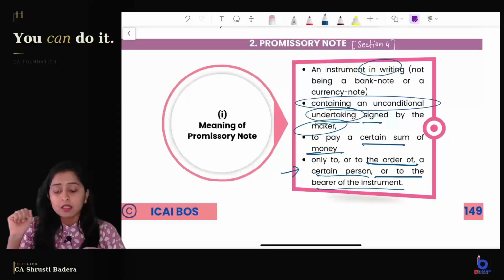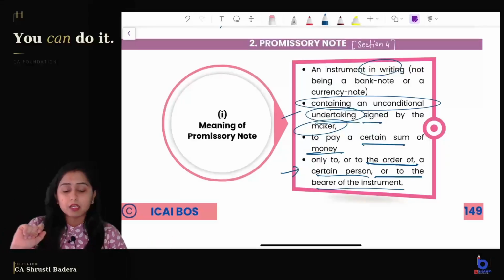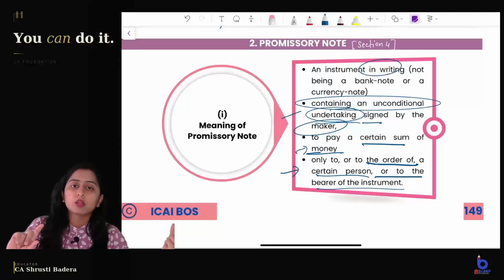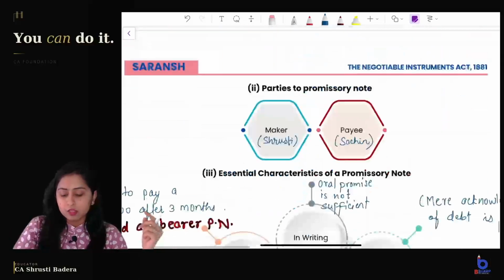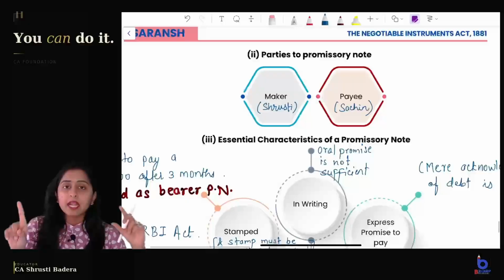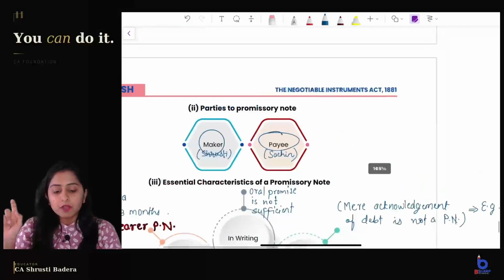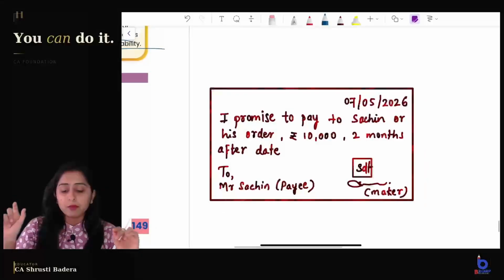So repeat after me. Promissory note means an instrument in writing which is containing an unconditional undertaking signed by the maker to pay a certain sum of money only to a certain person or his order or bearer of the instrument. How many parties? Maker and payee. A promissory note will have two parties, maker and payee. Say for example, I had an example for you here. I promise to pay to Sachin.